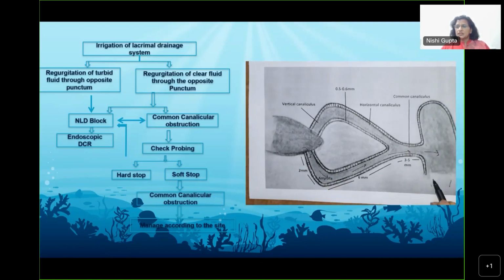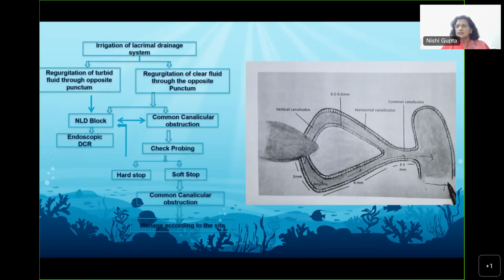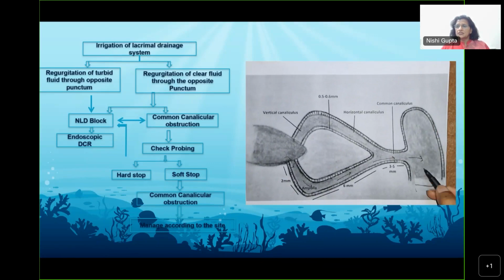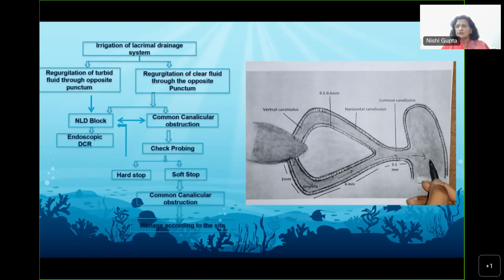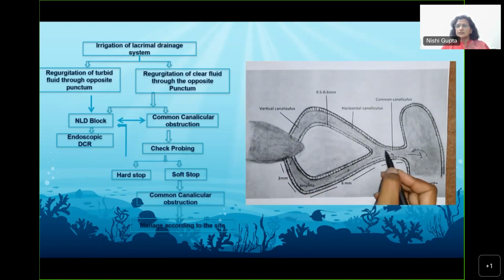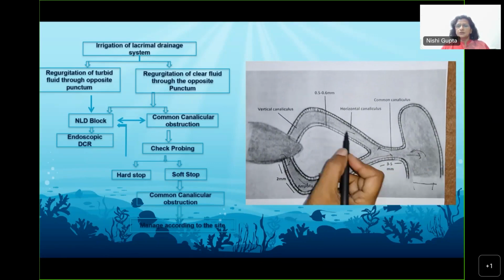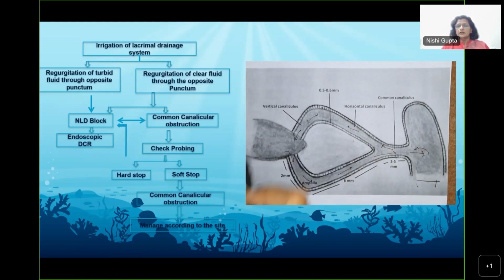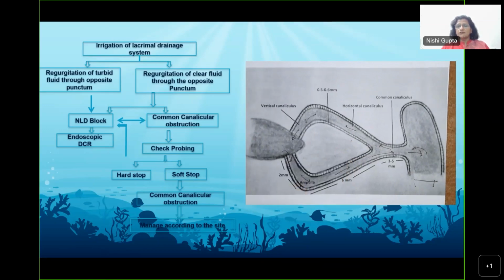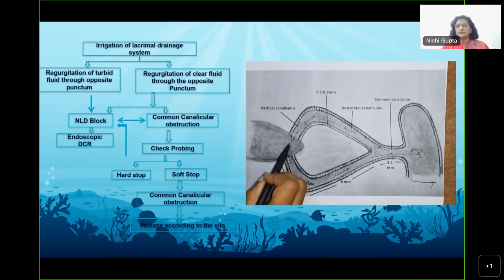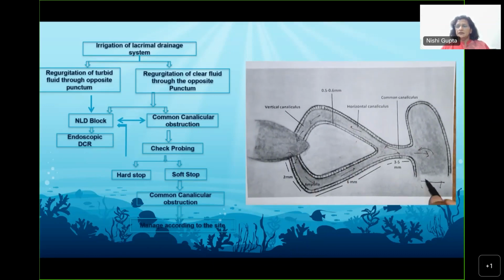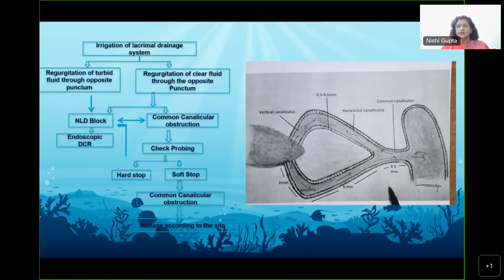If there is NLD obstruction here, then there is collection of secretions into the lacrimal sac, and these secretions flow back through the canalicular system. Since we are pushing the fluid through the lower punctum, they regurgitate through the upper punctum, as we just saw in the diagram. So this is diagnostic of nasolacrimal duct obstruction. There are multiple combinations that can be explained with the help of this video.